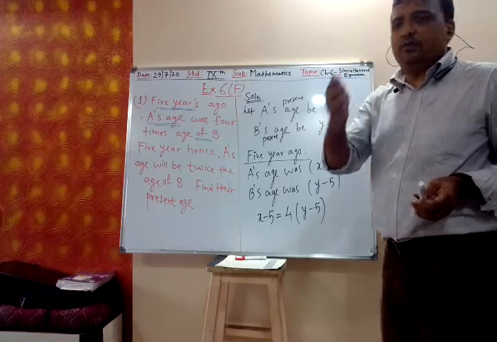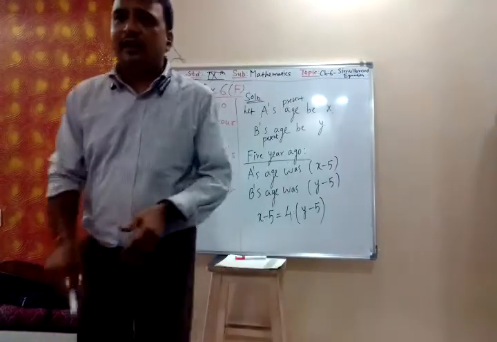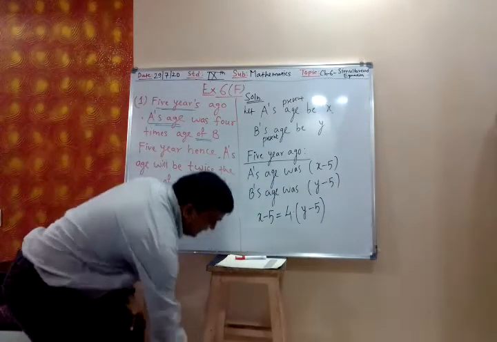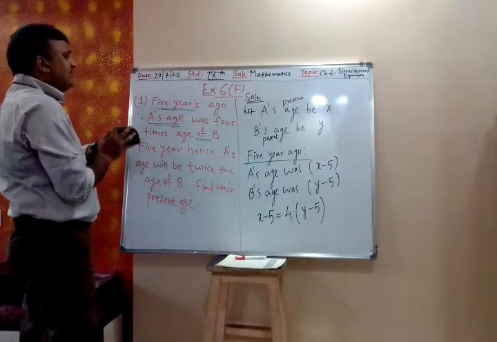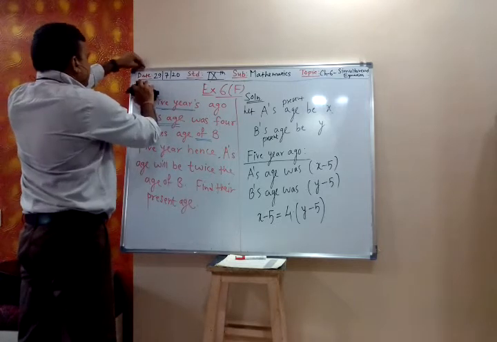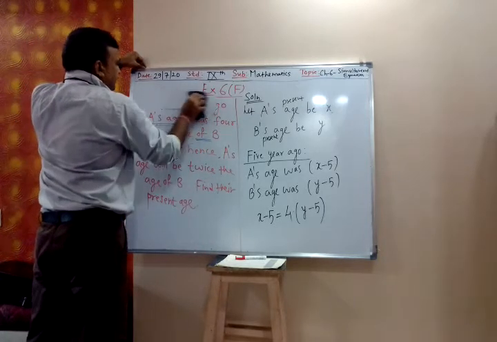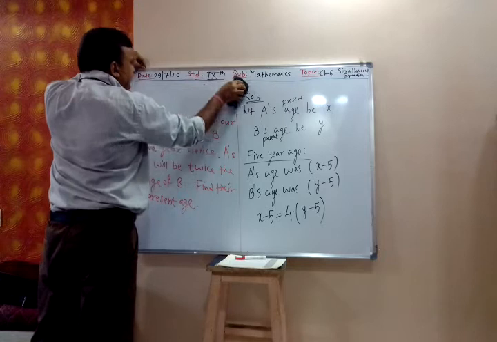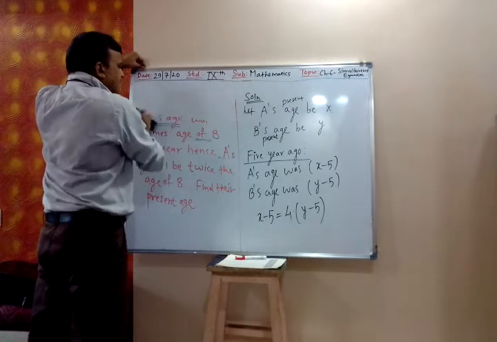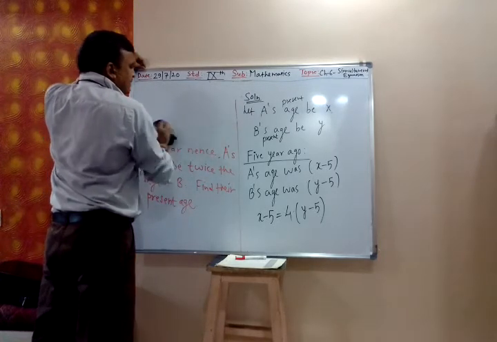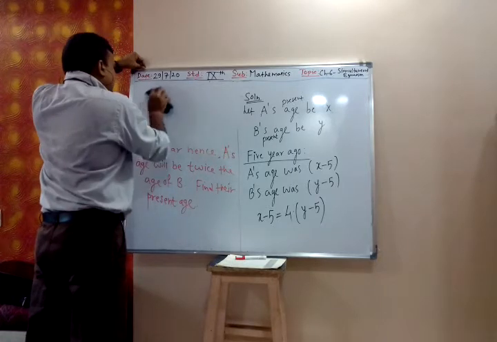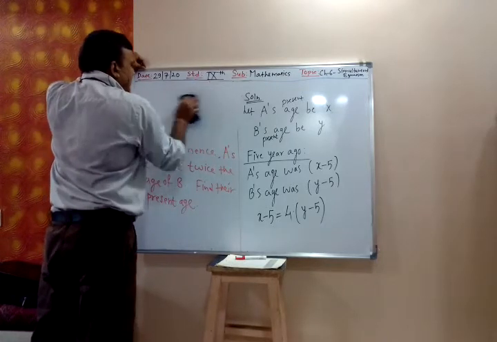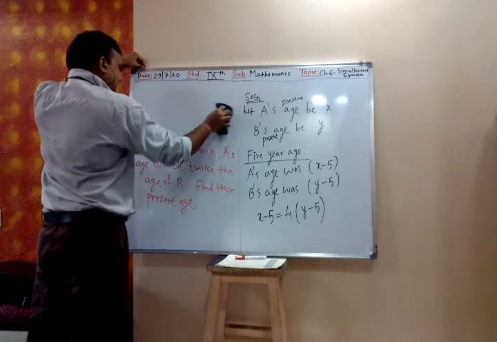Ago means before. It is 5 years ago. Present age is X, no? So from present age, we want 5 years ago. Means from present age, we subtract 5. When we subtract, we get ago age. When we add, we get after age. Is it clear?